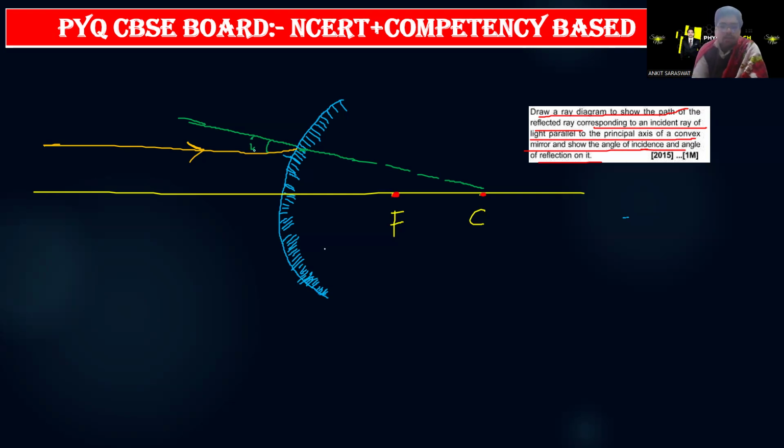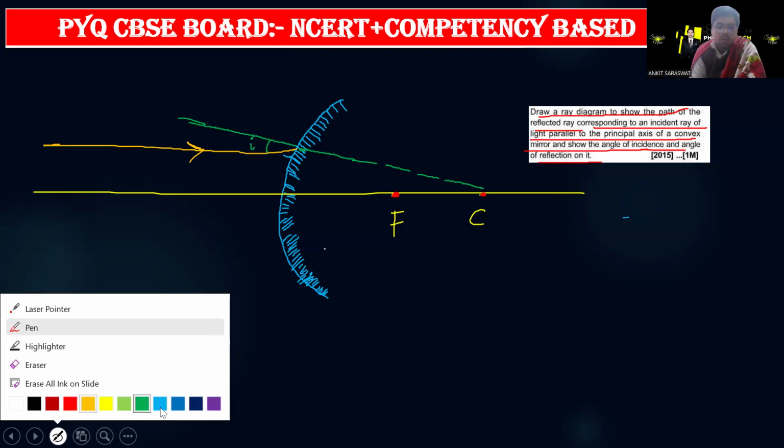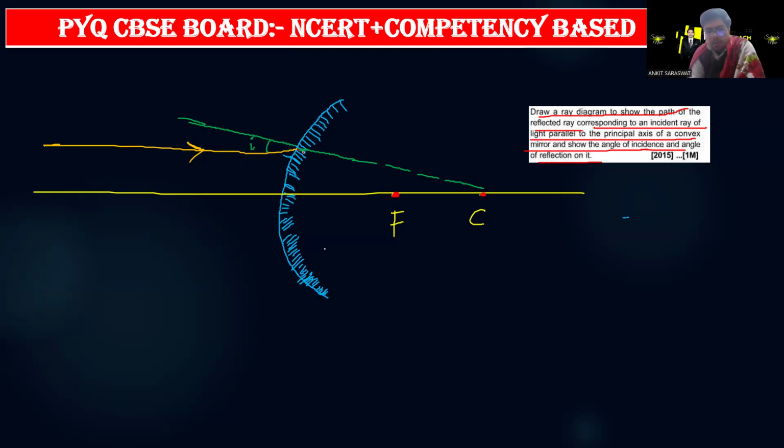So accordingly, it should pass through the focus. So we know that it is passing through the focus. So make it like this. Draw like this. It appears to pass through the focus. This is the angle of reflection.